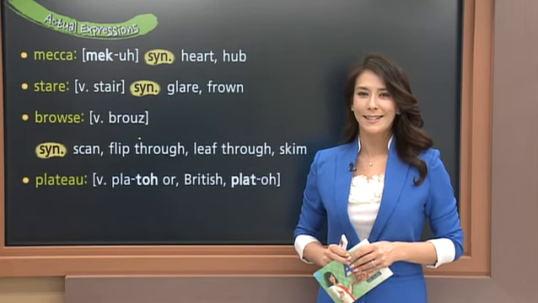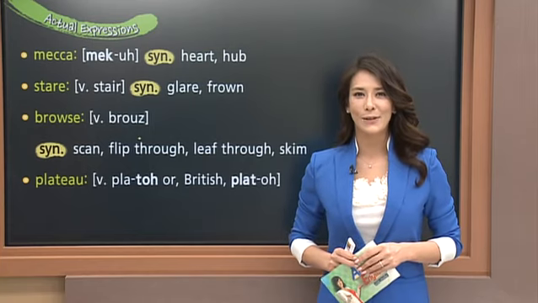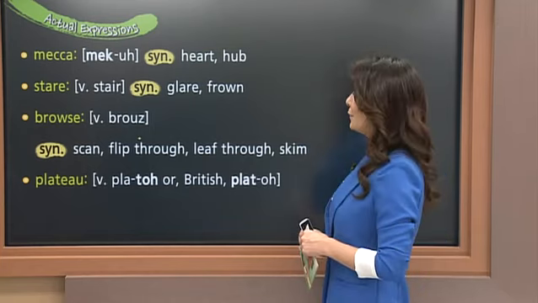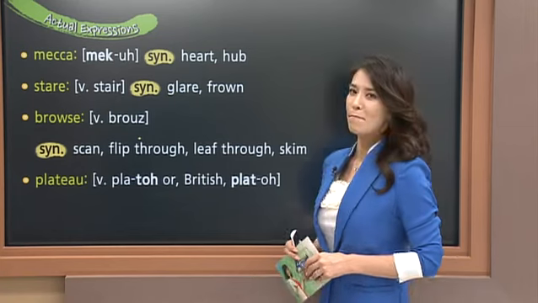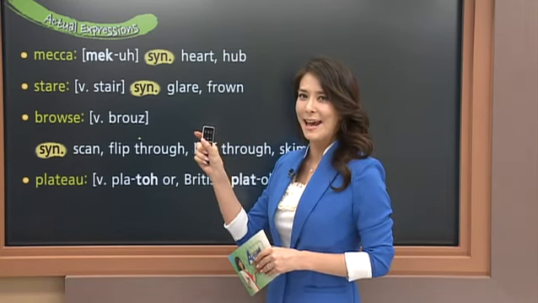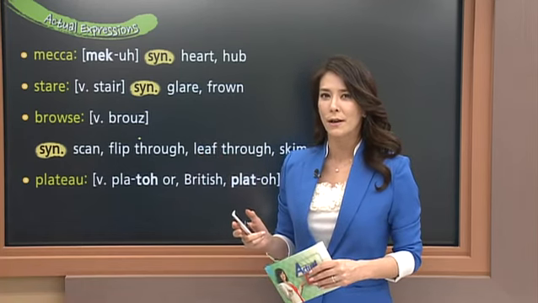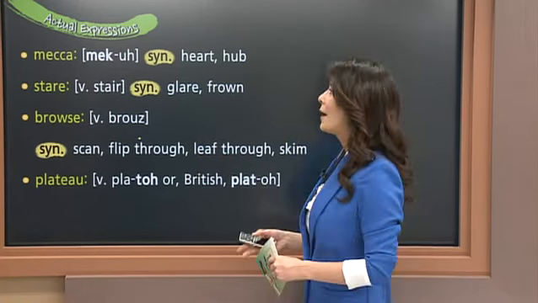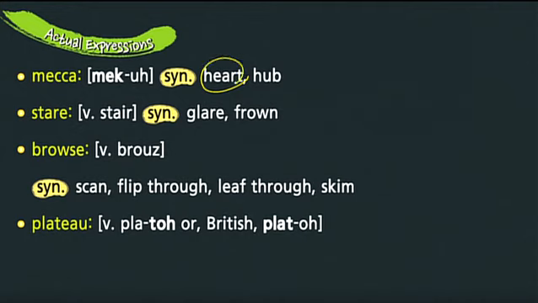Welcome back, everyone. It's time for our next segment, Actual Expressions. Here we go with some vocab words. First of all, we have mecca. Once again, lowercase, it's small M-E-C-C-A. So obviously we are not talking about a city, but rather heart or hub, the center of something.